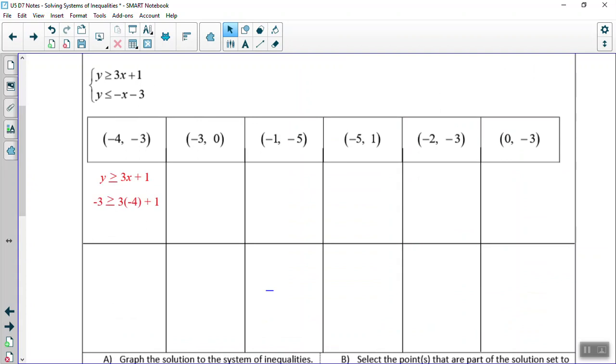Okay, so the negative 3 goes in for y, and negative 4 goes in for x. I work out the right side, and we check to see, is this true? Is negative 3 greater than or equal to negative 11? It is, so we'd say this is a solution. Oh, no, hold on, not yet. Before we do, we have to check to make sure it works in the bottom one. So then I substitute again, work out this side, and we check, is negative 3 less than or equal to 1? It is, so since it worked for both, that is a solution.